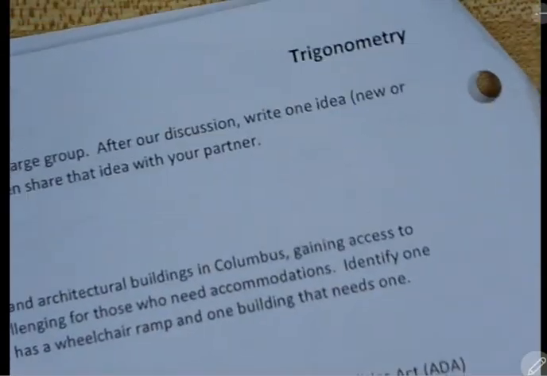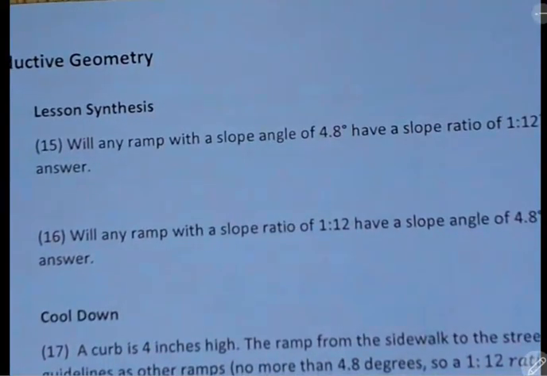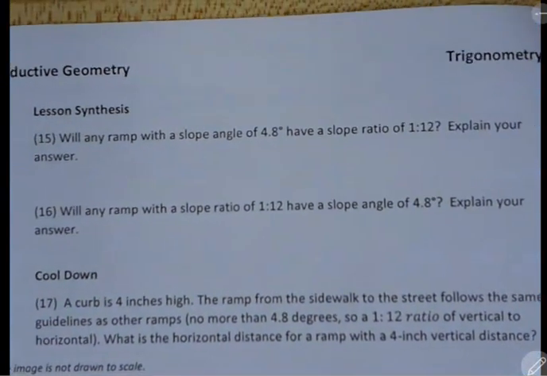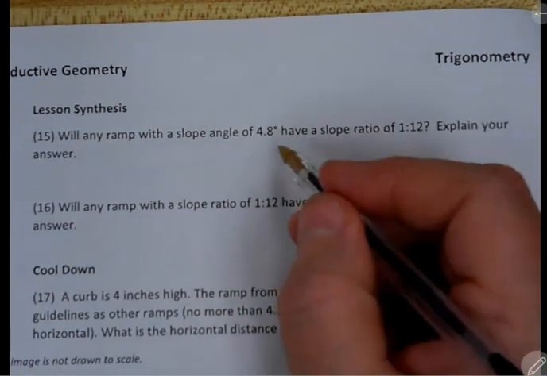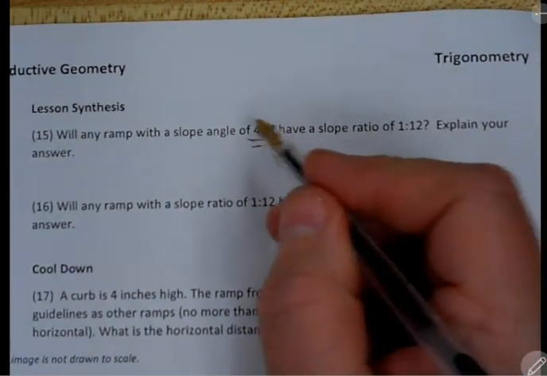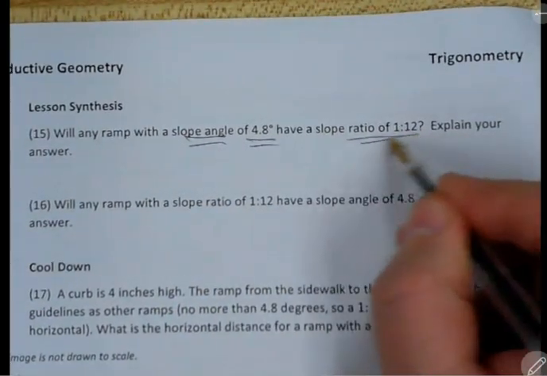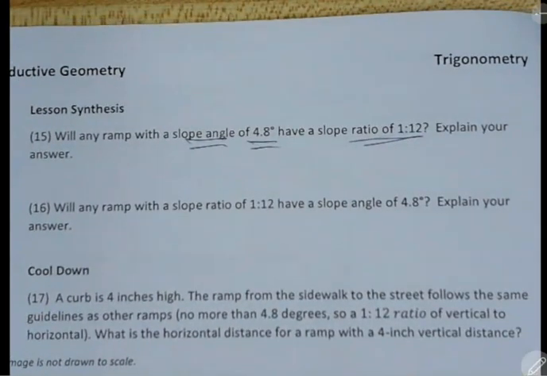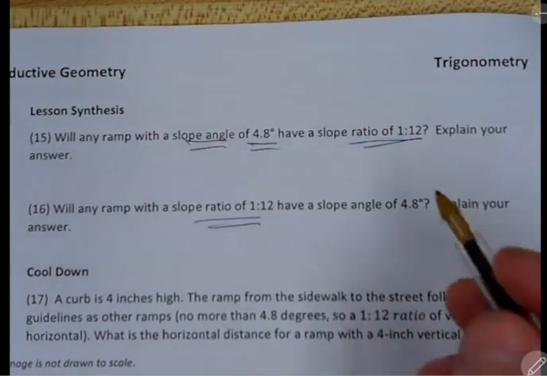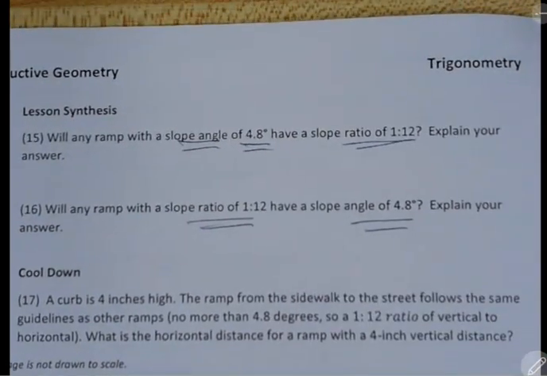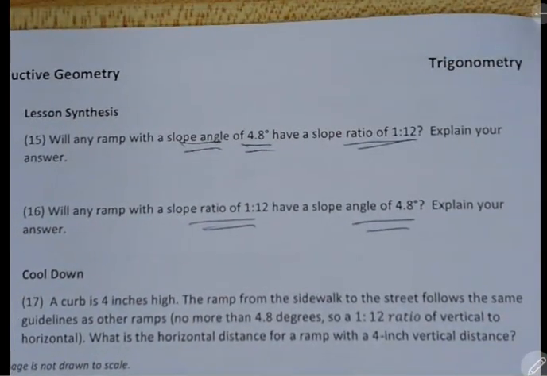So on problem 15, you're being asked to explain whether or not any ramp with a 4.8 degree slope angle has a slope ratio between the rise and run of 1 to 12. And then they reversed it. If I have a triangle with a slope ratio of 1 to 12, should the slope angle be 4.8 degrees?